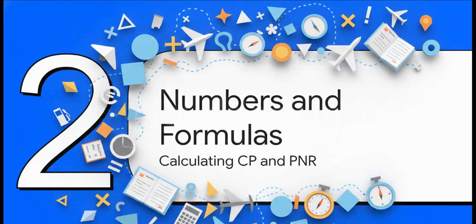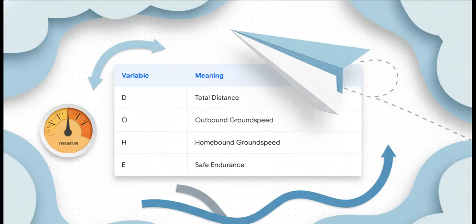Section 2. The numbers and formulas. Okay, grab your notepads, because we're transitioning from theory into the heavy calculation mode you're going to face on the exam. Before we even touch a formula, you've got to instantly recognize these standard navigation variables. Capital D stands for your total track distance. O is your outbound ground speed, how fast you're moving away from base. H is your homebound ground speed, how fast you'd be moving if you turned around. And E stands for safe endurance, the time you can fly before eating into your legal reserve fuel.